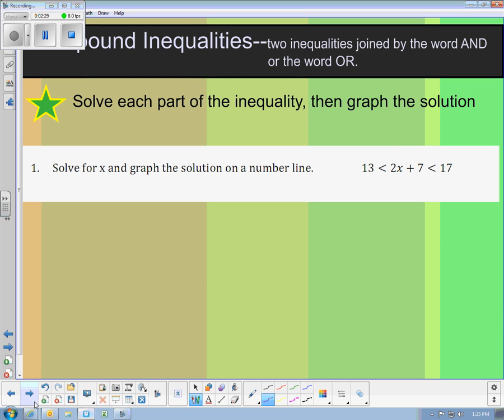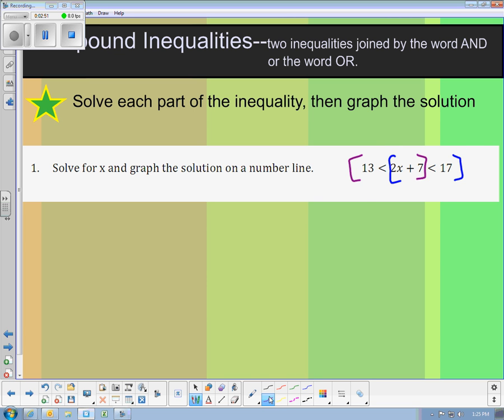So let's take a look at our first example. It says solve for x and graph the solution on a number line. We have an and inequality here. The x is in the middle of two inequalities. This is our compound statement. There's a couple ways you can think of this. You need to think of this as one of the inequalities and also think of this as the other.